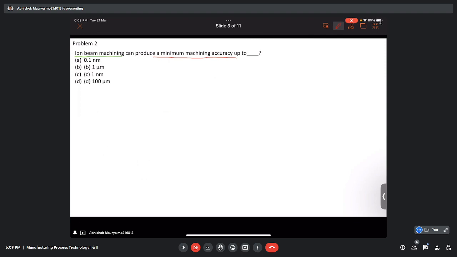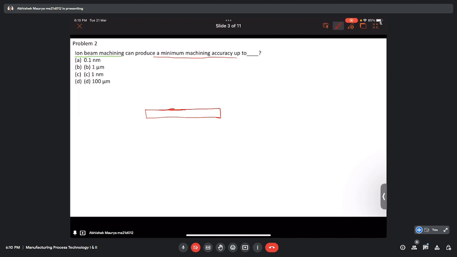I would like to draw a diagram. Suppose we have a workpiece like this, and we want to make a very accurate hole, or any contour which should have very high accuracy, up to 1 nanometer. If we go with conventional machining, definitely we are not able to achieve that. Even as we saw in the previous problem, with precision machining the accuracy we can get is near about 0.1 microns.